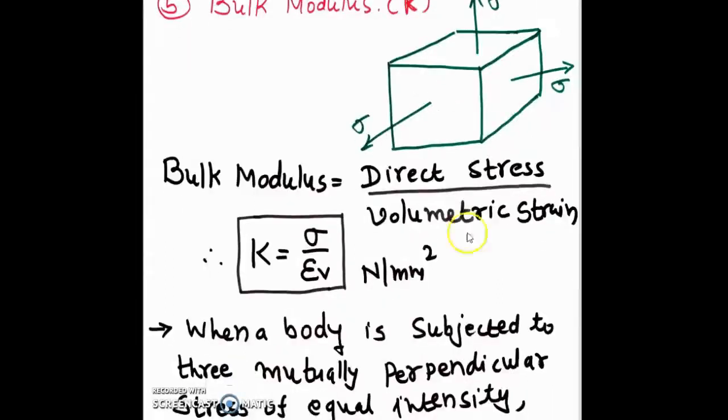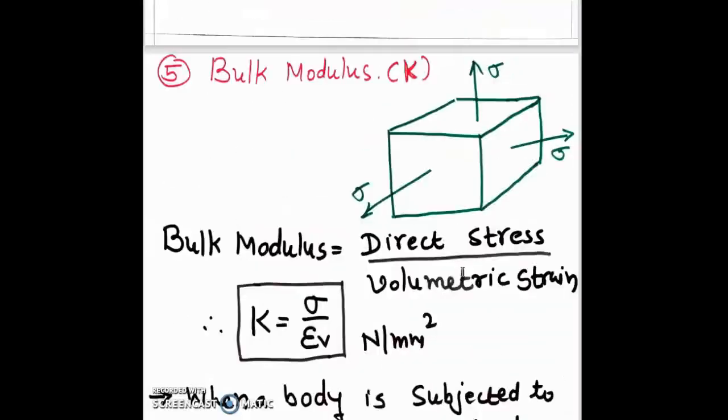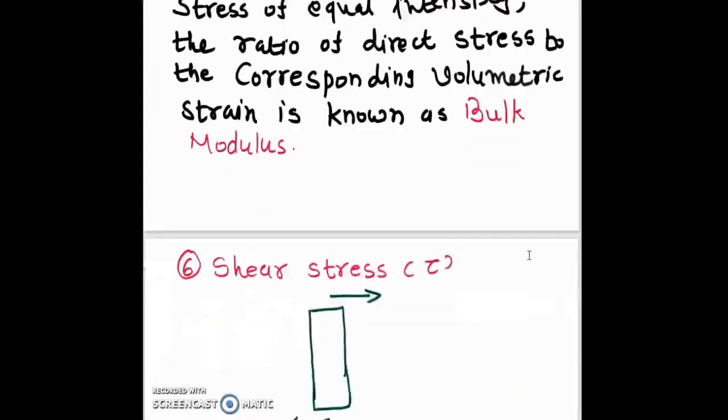Bulk modulus is defined as the ratio of direct stress to volumetric strain. Direct stress is sigma, volumetric strain is epsilon V. So this is the mathematical expression of bulk modulus: K is equal to sigma upon volumetric strain. It is the ratio of direct stress to volumetric strain. The unit of bulk modulus is Newton per mm square. How can we define it? When a body is subjected to three perpendicular stresses, the ratio of the direct stress to the volumetric strain is defined as the bulk modulus.